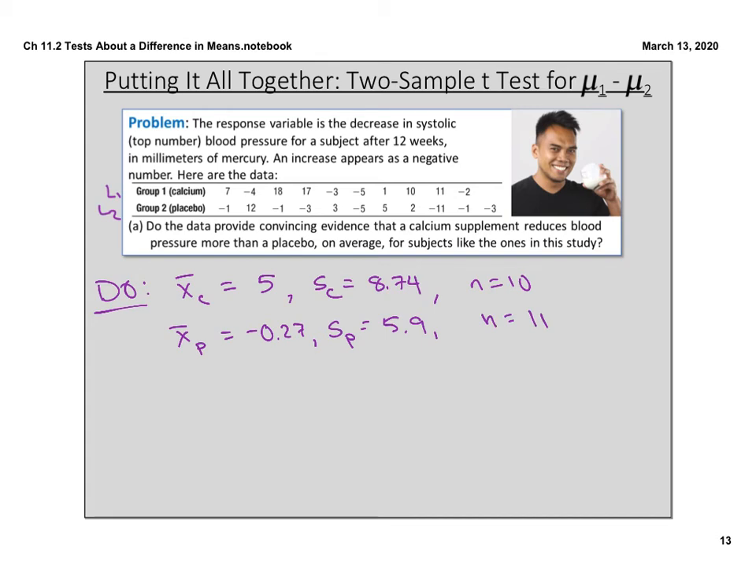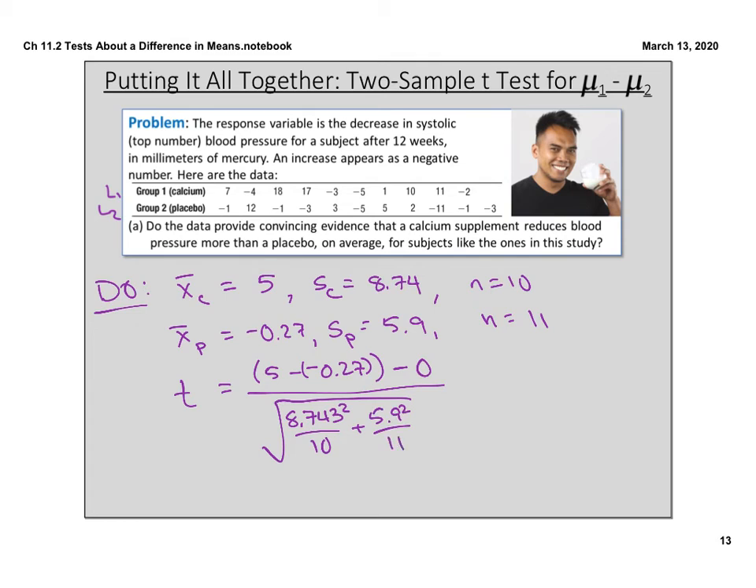Okay, great. So now let's do the test statistic. Here's what my t would look like. t would be 5 minus the negative 0.27. You can put that in parentheses if that helps you. That's my mu1 minus mu2, and then I subtract the parameter, which is 0. We all know subtracting 0 doesn't really change anything, but it shows that you've acknowledged the parameter. In the denominator, I have 8.743 squared divided by 10 plus 5.9 squared divided by 11.